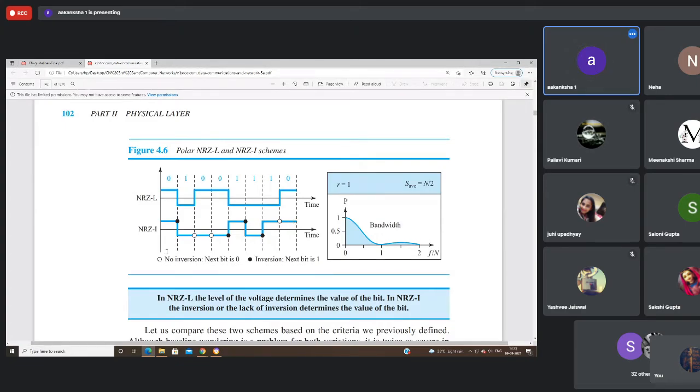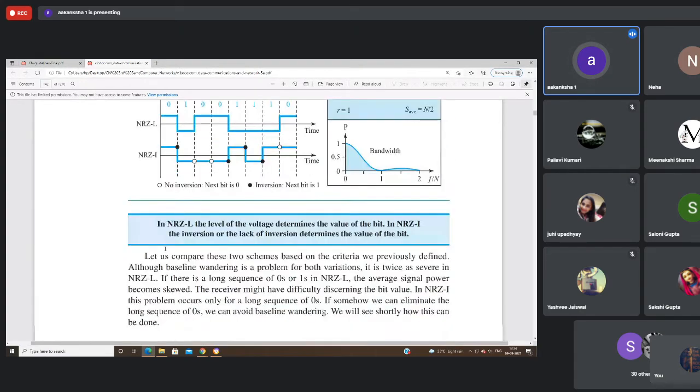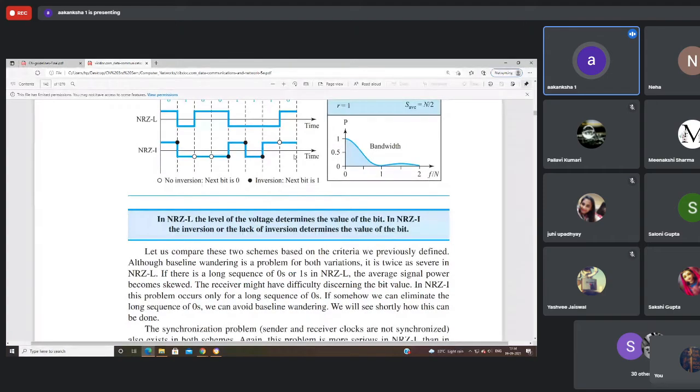Yes, ma'am. So inversion or the change of polarity will be done only when the next bit is 1. The sender will only do a transition from positive to negative or negative to positive if the next bit to be transmitted is 1. Otherwise, it will remain at the same level, whatever it is. If it is negative, it will continue as negative. If it was positive, it will continue as positive. That is NRZI.